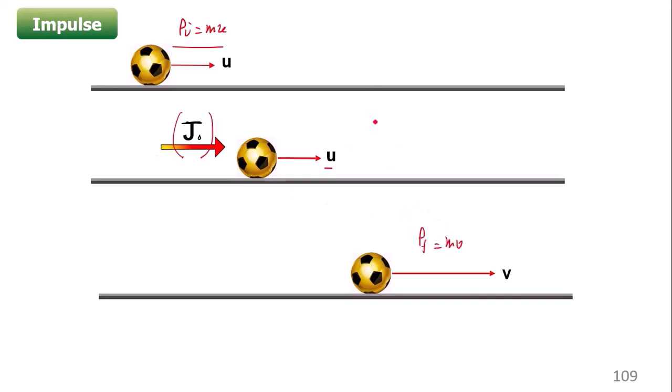So, what is the amount of impulse? J naught, the impulse that I am applying, should be equal to m into v minus u, final momentum minus initial momentum. And that means v should be greater than u. So if the applied impulse is along the velocity direction, the velocity is always going to increase.